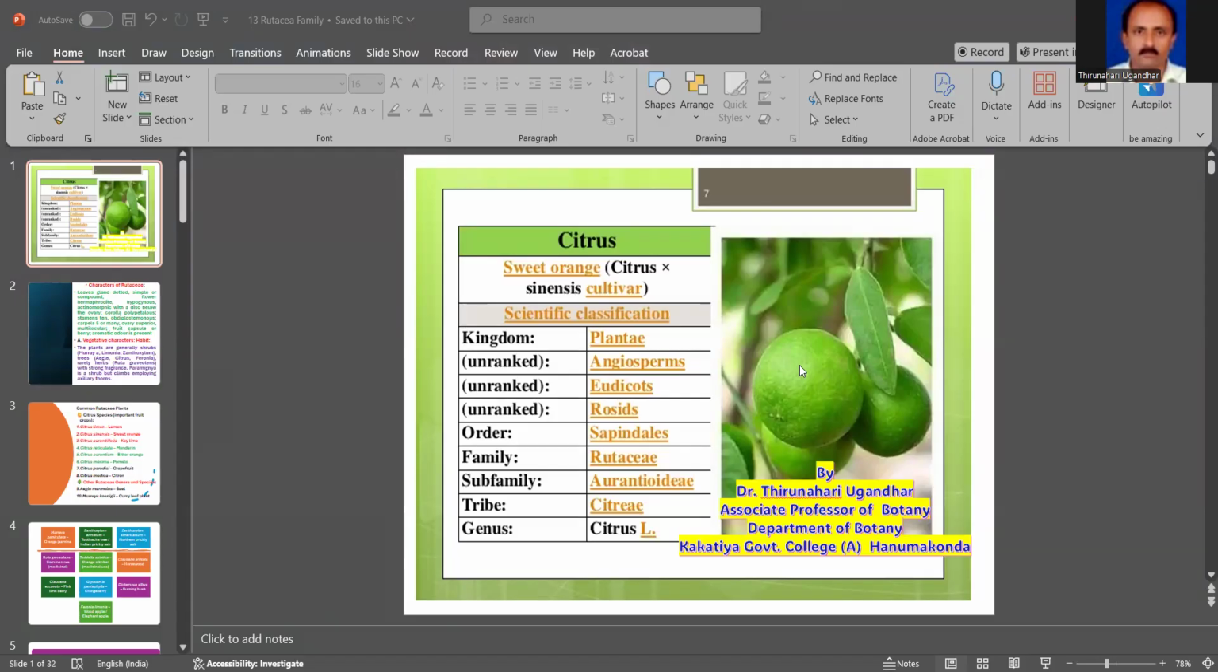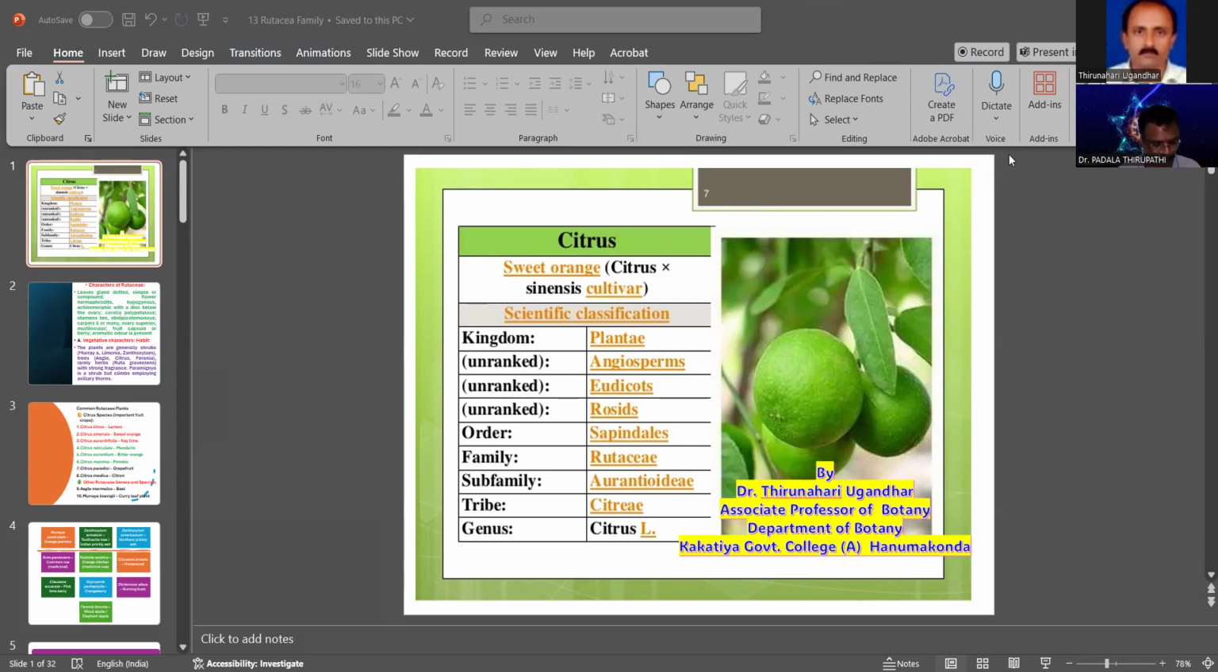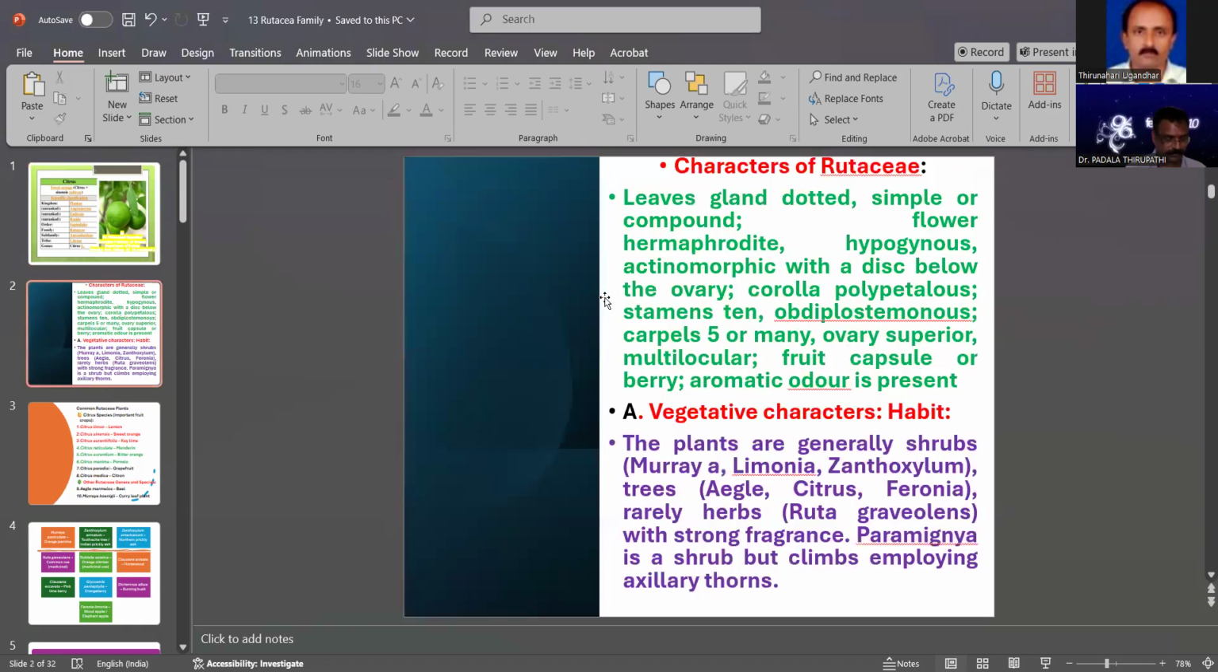So today we are discussing the citrus family, Citraceae or Rutaceae, which is a major vegetable and also an important type of the citrus family.